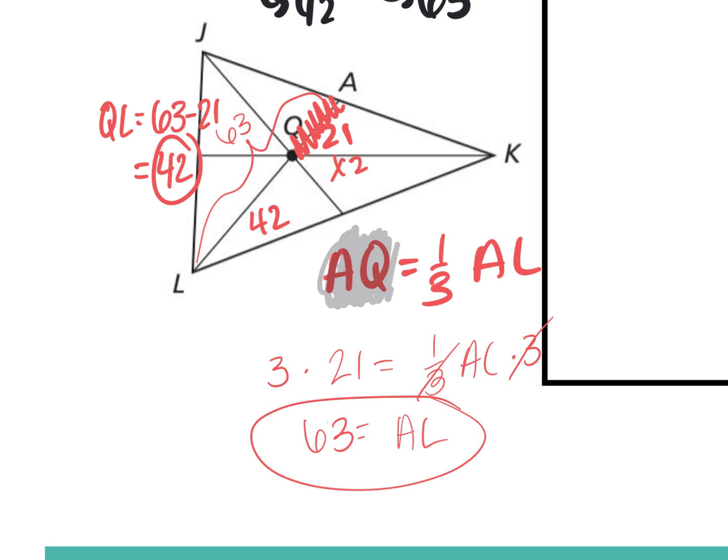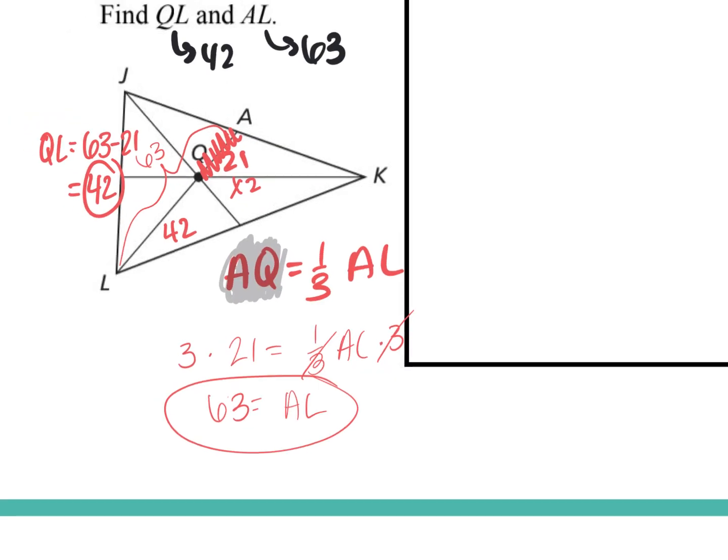Yes? You could have also just done 21 times 2, and then whatever you got, plus 21. Yep, absolutely. So that's how I did it here. I did 21 times 2, I got 42. So I knew this length had to be 42, and then you could add them both together and get 63. Any questions on the warm-up?